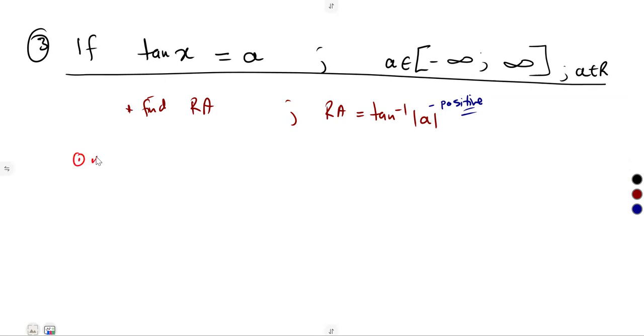So one, if A is positive, which quadrant are we considering? For an example, the tan of x is equal to positive 1.